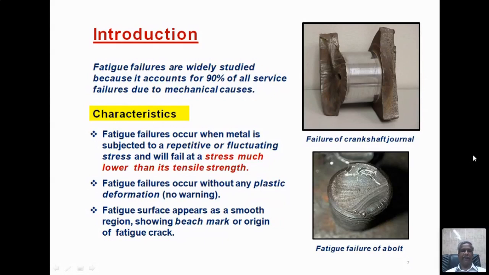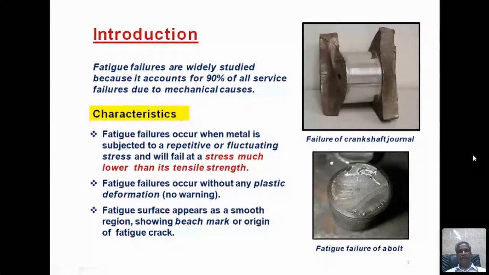The factor of safety, N, will vary from component to component. If it is a critical component, the factor of safety N will be higher. If it is an ordinary, general application component, the factor of safety will be lower, maybe 2 or 4, something like that. But for a critical component, the value will be very high. So you have to apply this factor of safety: yield stress divided by factor of safety gives the stress you are getting.